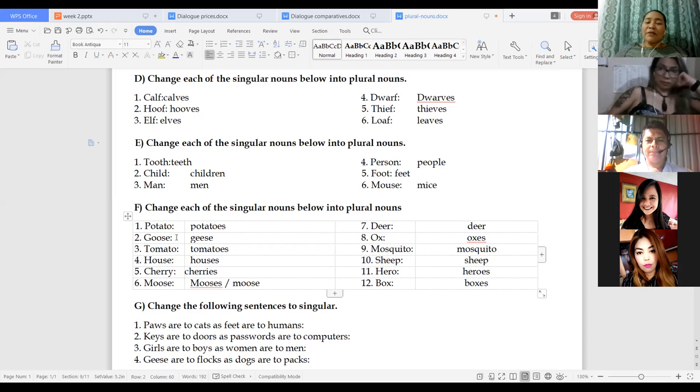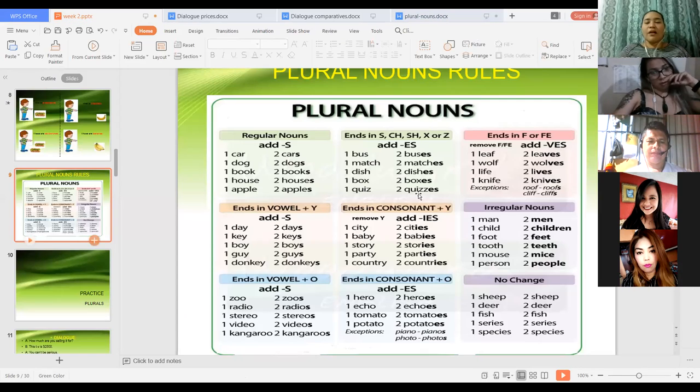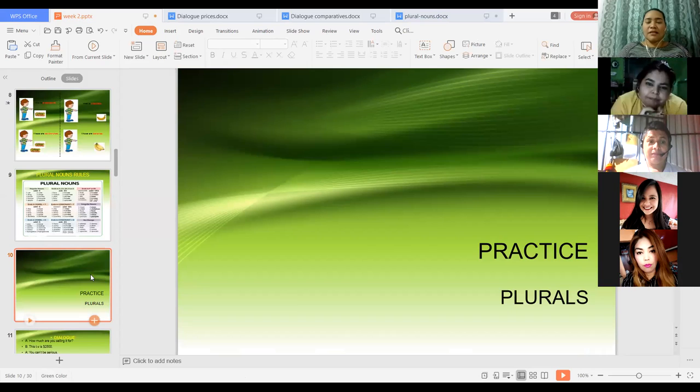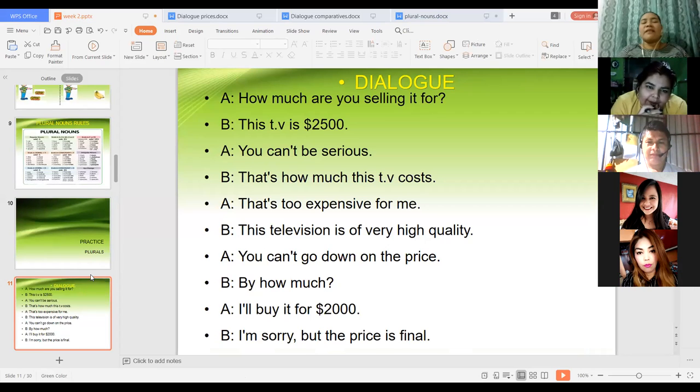Let's see. Questions so far about this, or let's continue. Ustedes me dicen si tienen preguntas acerca de esto o continuamos. Continue. Let's continue then, okay. Are you able to see the presentation? Yep. All right. So we have already practiced the plurals and here we have a dialogue. Y aquí tenemos un pequeño diálogo, right?